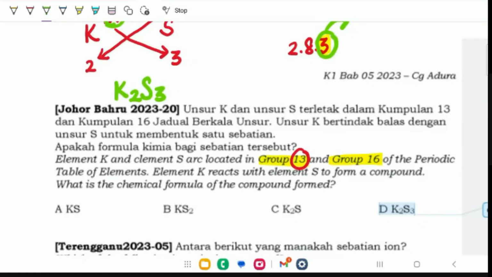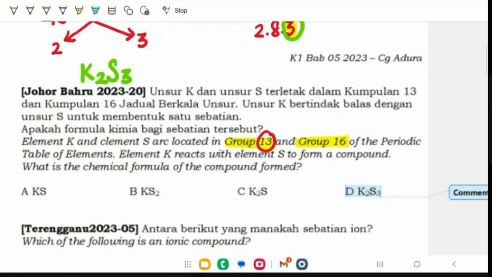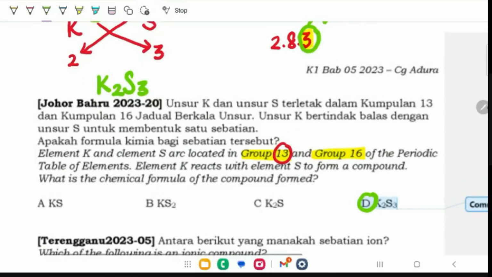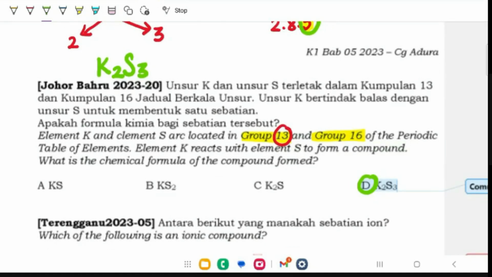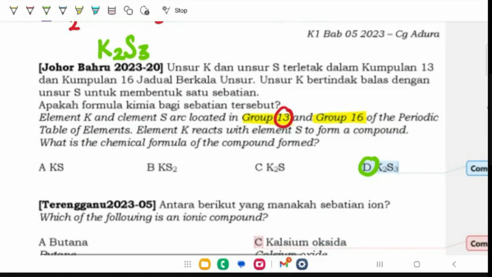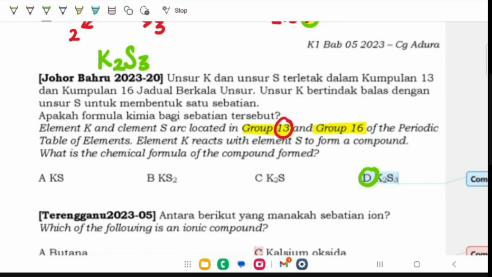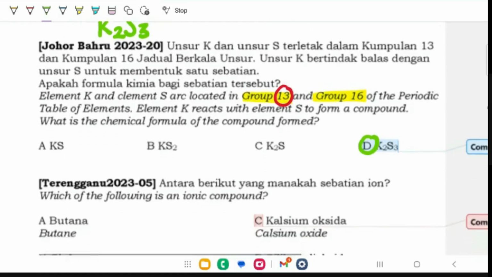Okay, Ahmad, now no need to feel anymore, right? You should know why the answer is like that. Okay, everybody, you should know. They are all the same. Okay, now which one is the ionic compound?